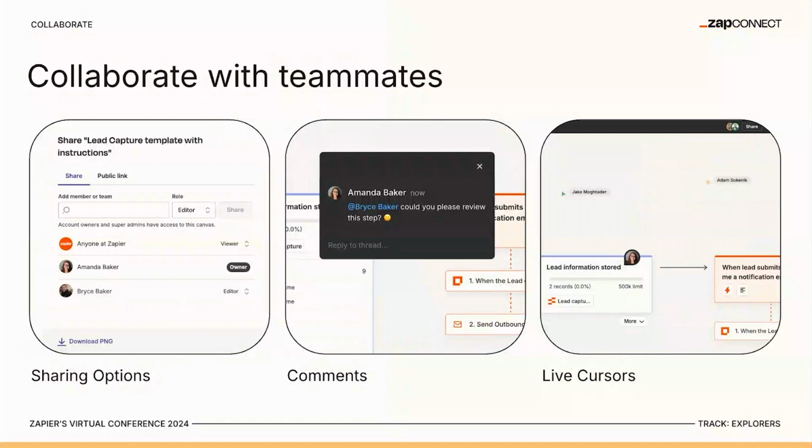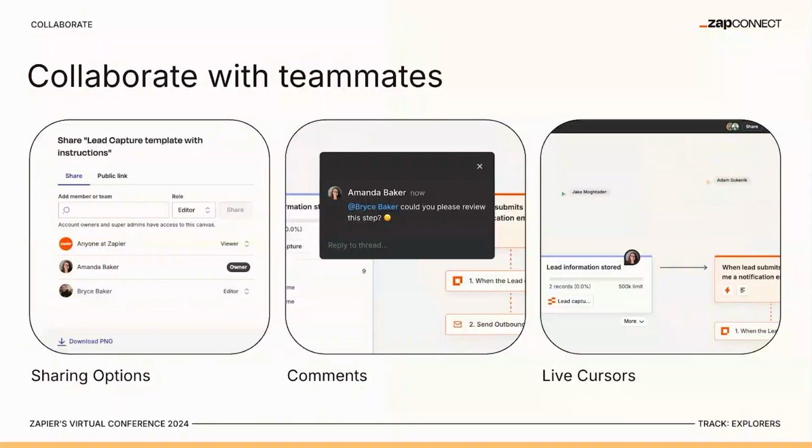One of the main use cases we've seen with Canvas is for better collaboration with teammates and clients. So I'll talk you through our core collaboration features: sharing, commenting, and live cursors. To start off, there are several ways that you can share a Canvas. If you're on a multi-user Zapier plan, you can invite specific members or teams to share with. You can select either editor for those you want to be able to make changes to your Canvas, or viewer for those you want to just see your live Canvas.